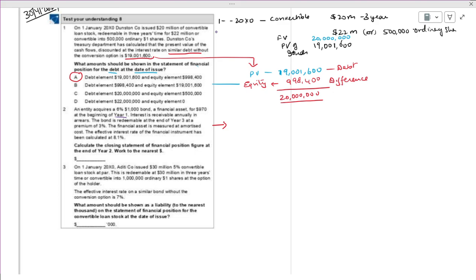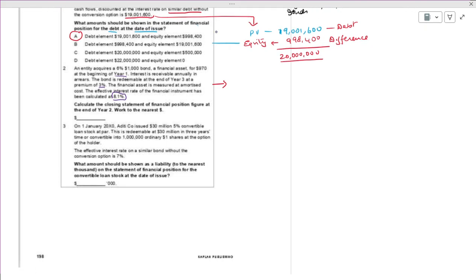The bond is redeemable at the end of year 3 at a premium of 3%. 6% is the rate of interest. The financial asset is measured at amortized cost. The effective rate of interest is 8.5. What they are asking you is the closing balance at the end of year 2.